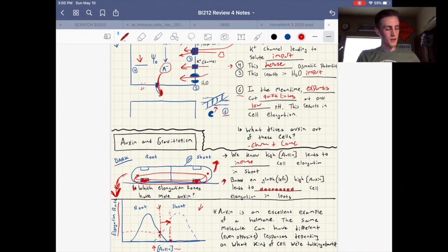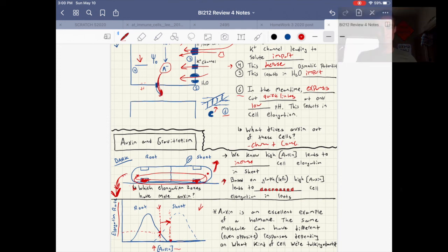And so, just to wrap it up, auxin is an excellent example of a hormone, being that the same molecule can have very different, even opposite responses depending on what kind of cell we're talking about. And here we talked about shoot cells versus root cells in plants.